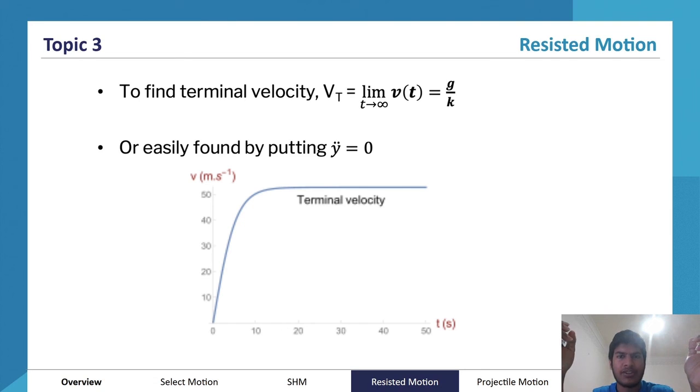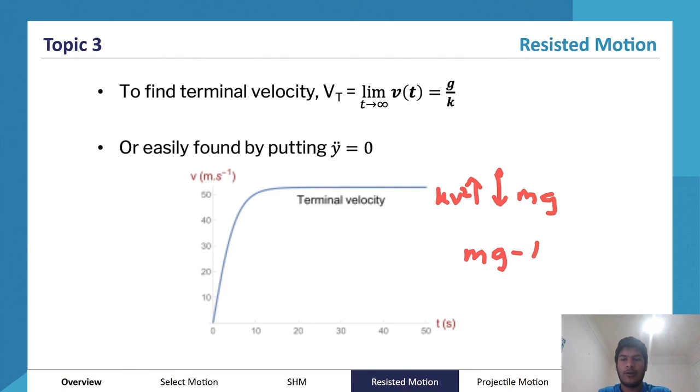If you're in perfectly vertical resisted motion, say the net forces are mg this way and kv squared that way, then we get mg minus kv squared, if we take downwards as positive, equals mass times acceleration. And if we set acceleration equal to 0, that is, when the velocity approaches the terminal velocity, the acceleration becomes slower and slower, right? Because it's almost hit that maximum velocity. It can't go any faster than that.